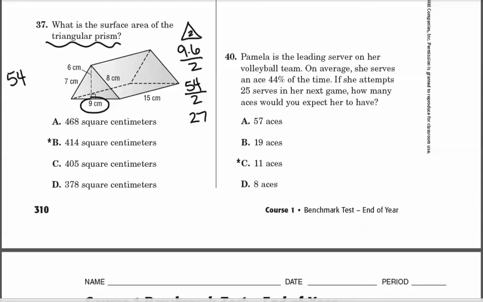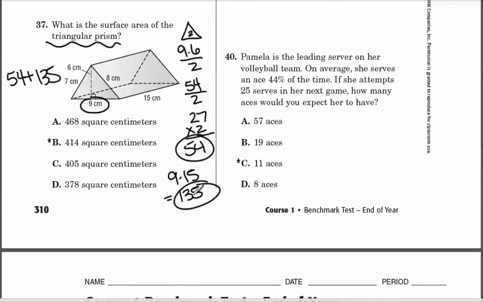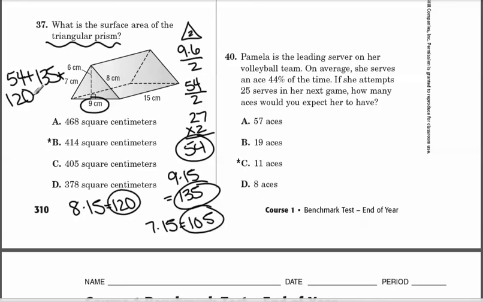So we've got 54 plus 9 times 15, 8 times 15, and 7 times 15. So 9 times 15 is 135 added on. 8 times 15 is 120 added on. And 7 times 15 is 105 added on. And when we add them all together, we get B, 414 square centimeters.